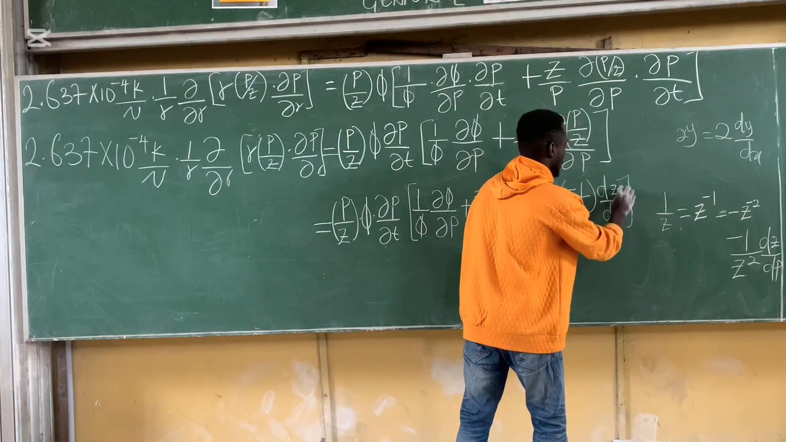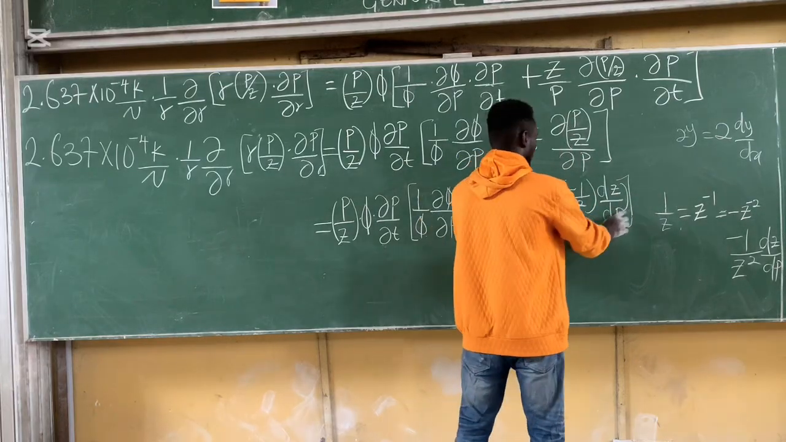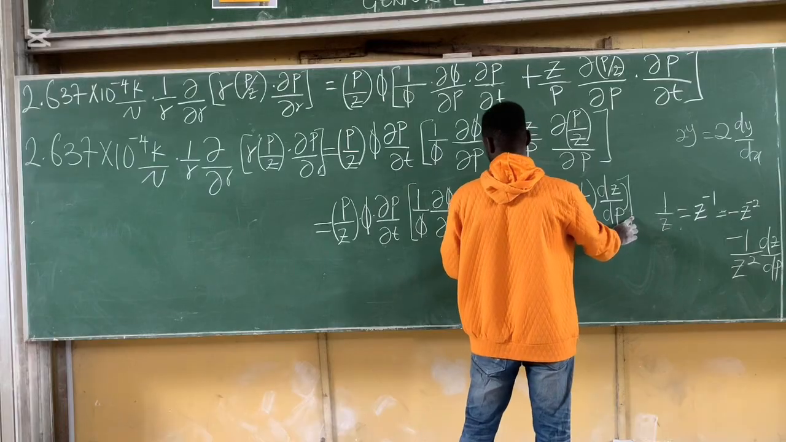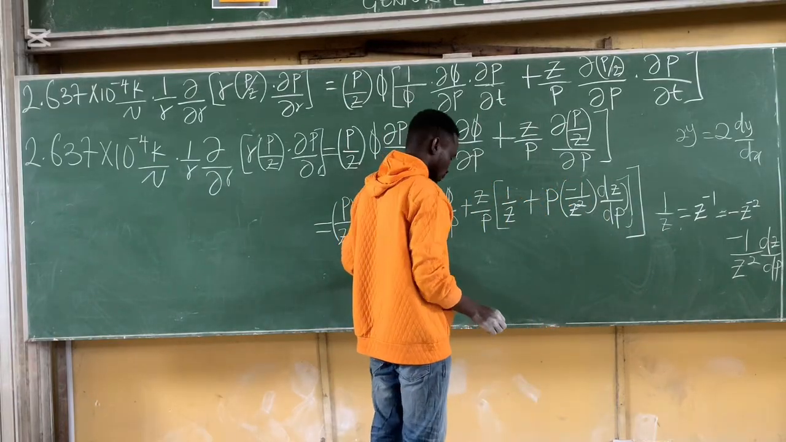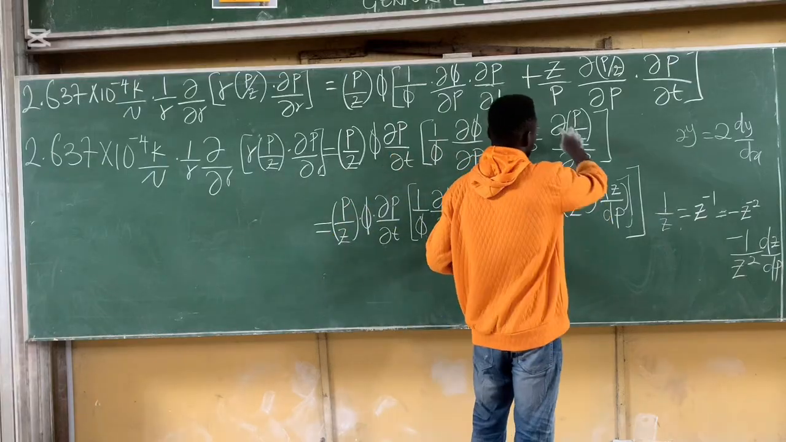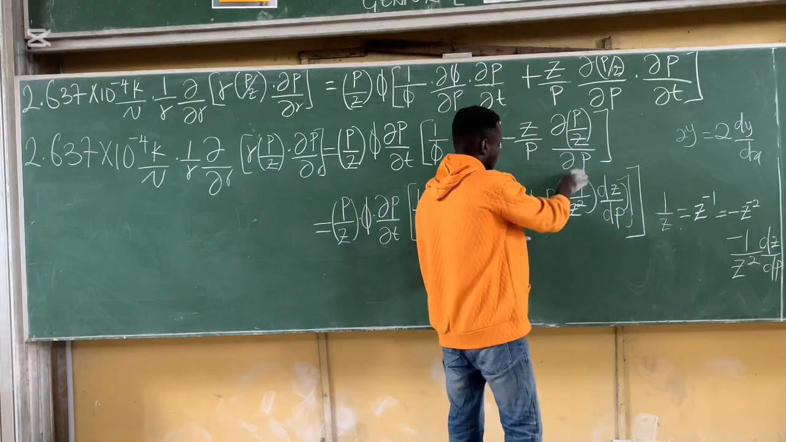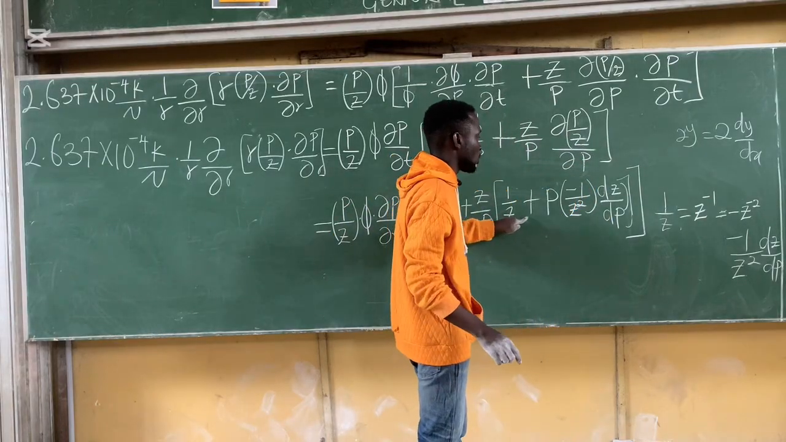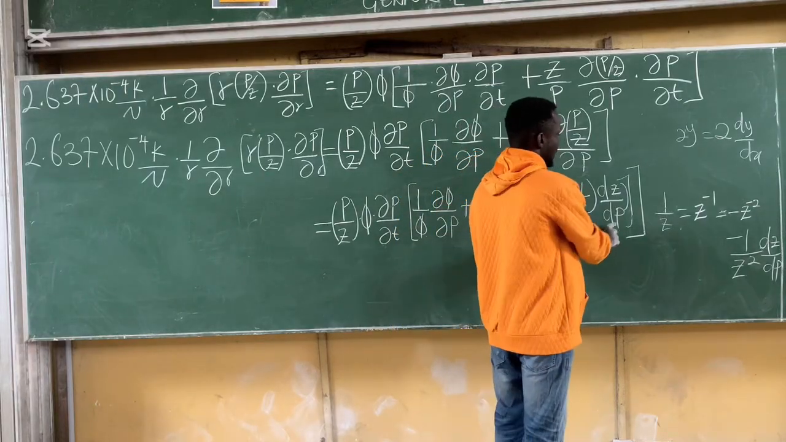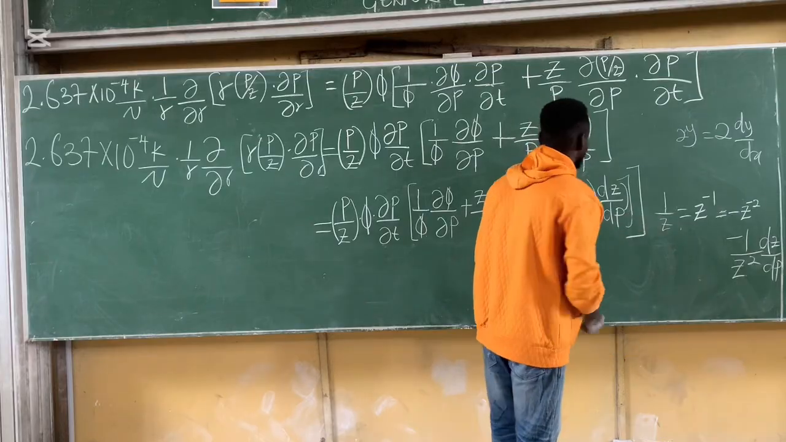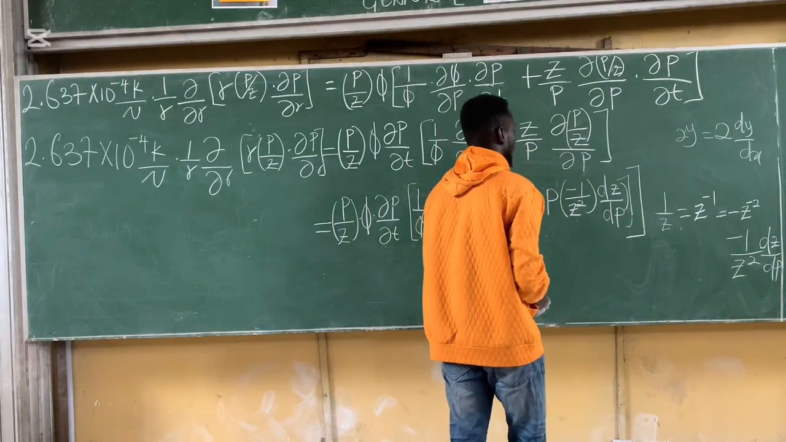Then you close this bracket. This one is just for this bracket. This one is the closing of this one. Then we close another bracket, which is this one. So if you differentiate p over z related to this, you are going to have 1 over z plus p into minus 1 over z square dz dp. Then you close the bracket.